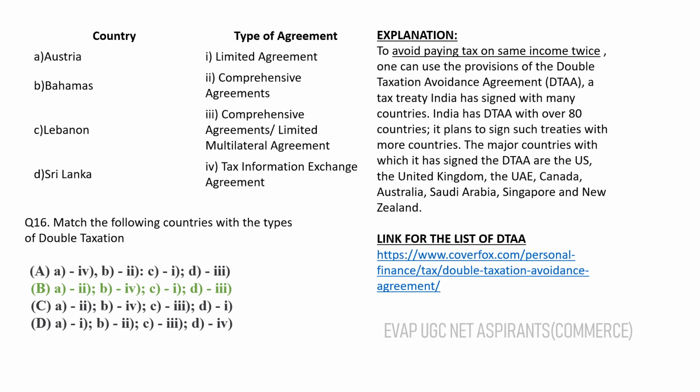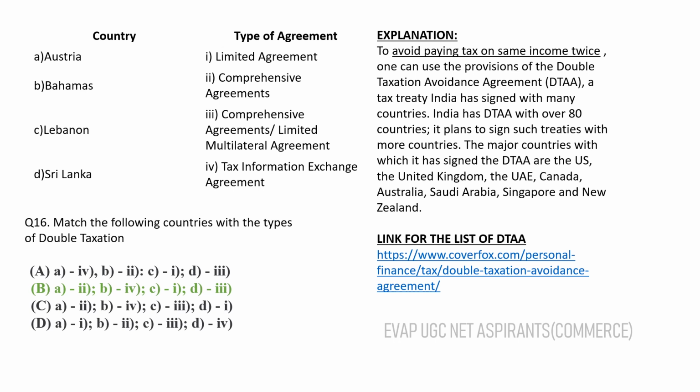So let us see the question. The countries are Austria, Bahamas, Lebanon and Sri Lanka. So the types of agreement followed: limited agreement, comprehensive agreement or limited multilateral agreement, and tax information exchange agreement. So the answer for this: in Austria they follow comprehensive agreement, and then in Bahamas they follow tax information exchange agreement, and then in Lebanon they follow limited agreement, and then in Sri Lanka they follow limited multilateral agreement.